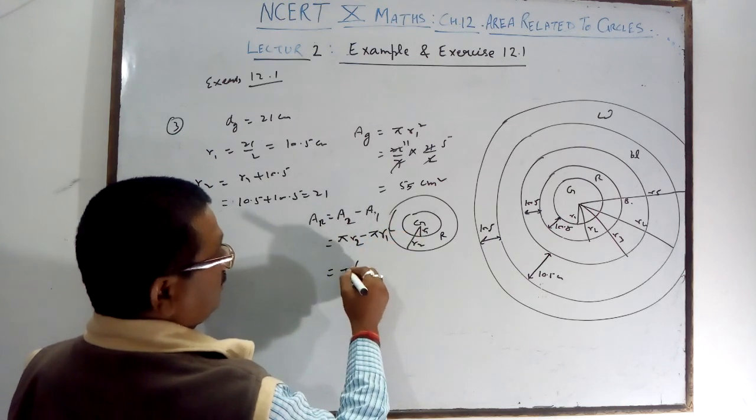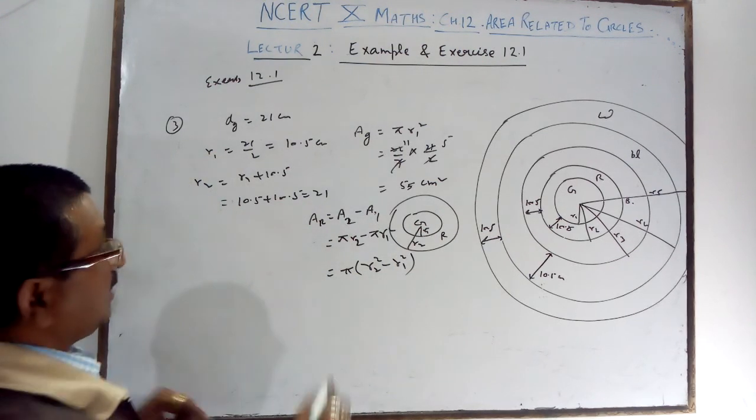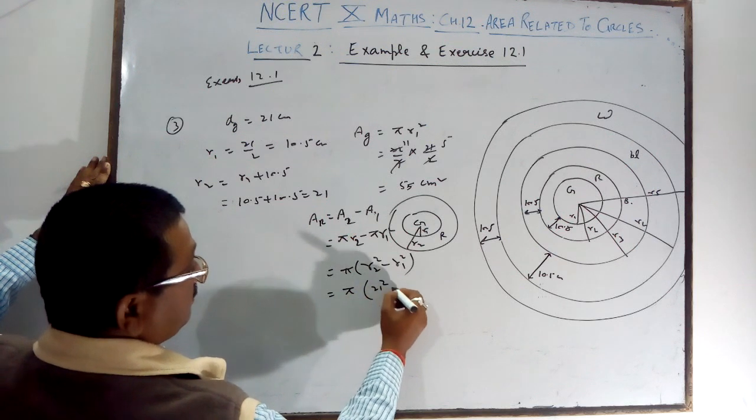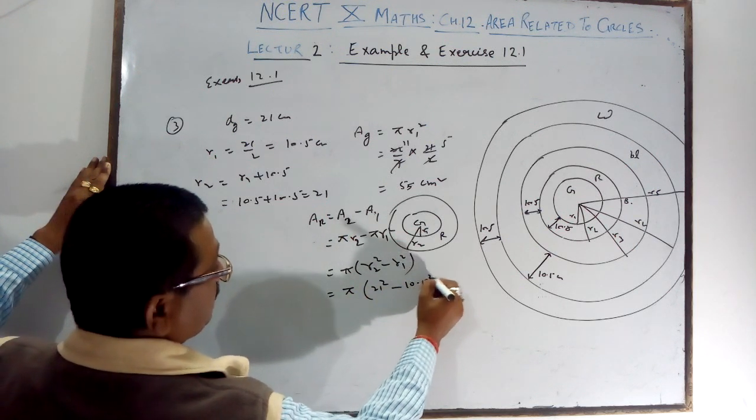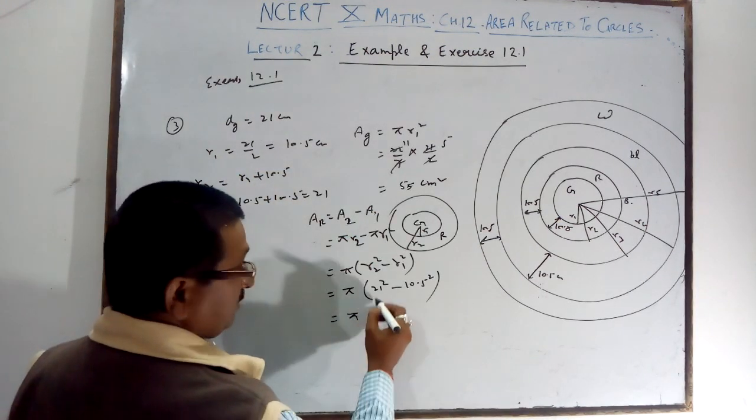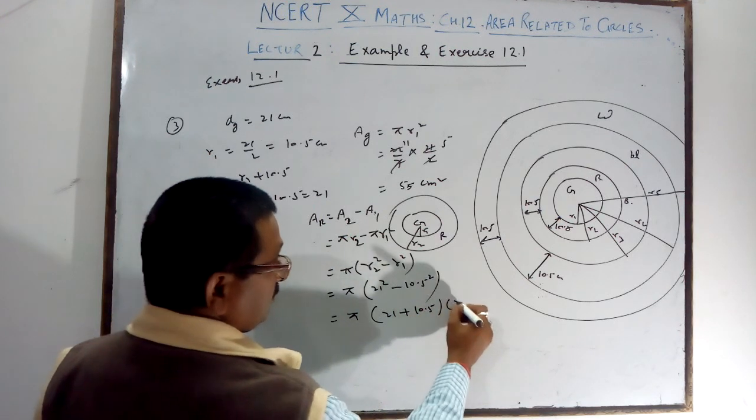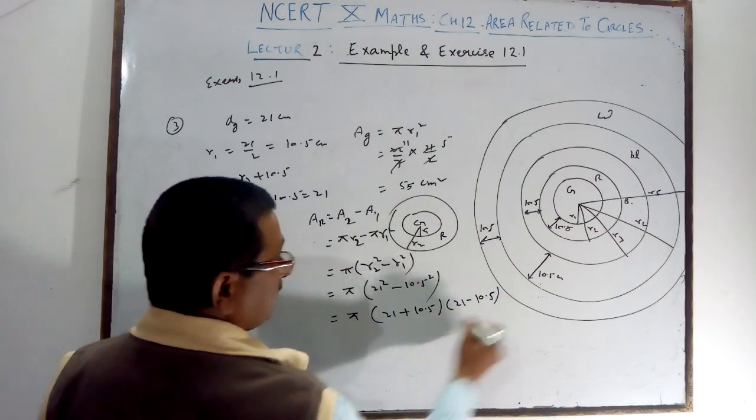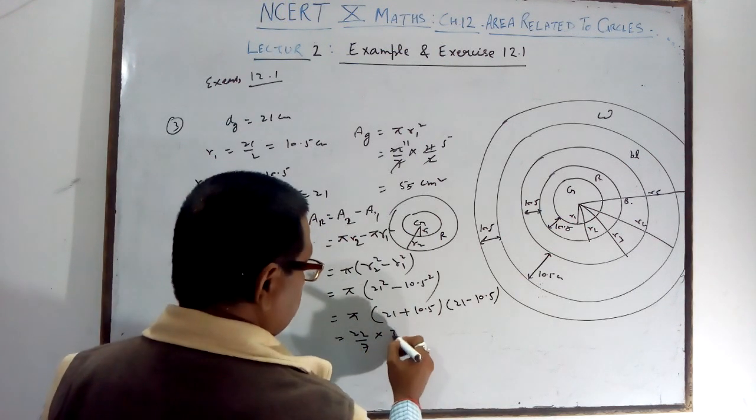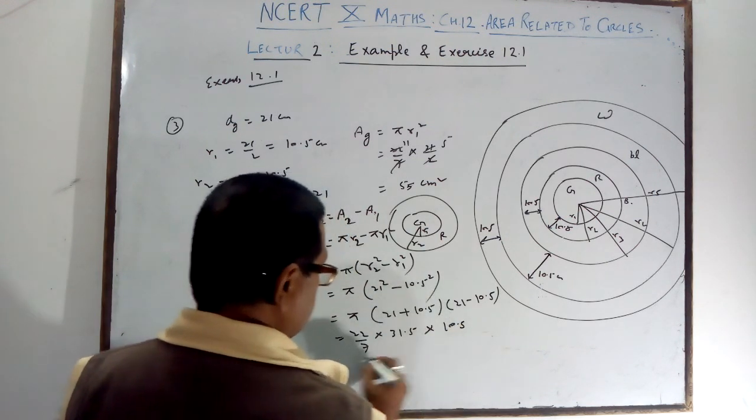Pi is common. R2 square minus R1 square. You will apply the formula: pi, 21 square minus 10.5 square. R1 is 10.5. So what will you get? You can use a plus b, a minus b: 21 plus 10.5, 21 minus 10.5. You can use pi as 22 by 7, into 31.5 into 10.5.